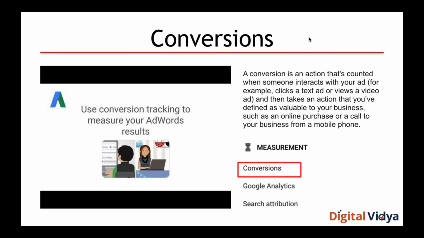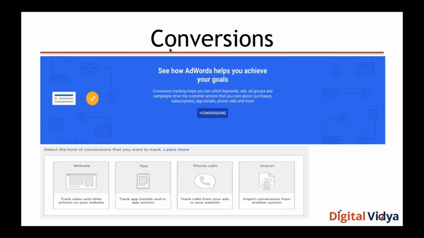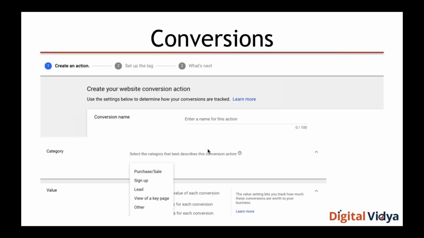So first of all, this is just the definition of conversion: an action that is counted when someone interacts with your ad. For example, clicks a text ad or views a video, and takes an action that's defined, such as a purchase or a call to your business, right? So we've already discussed that the desired action on your website is a conversion, right? Now, how do you tell Google what is a conversion for me? So there is a process of setting this up. There is a form that we will fill up.